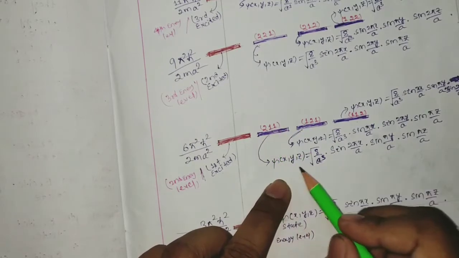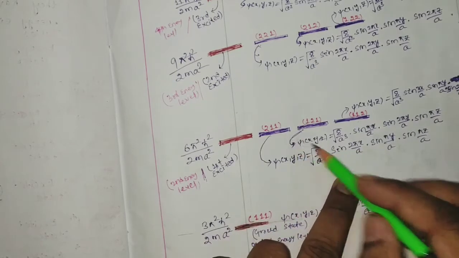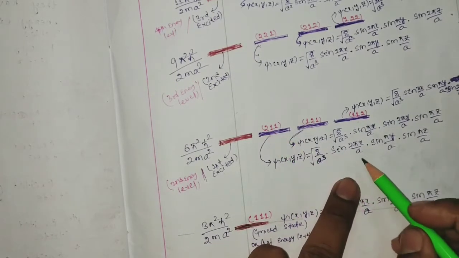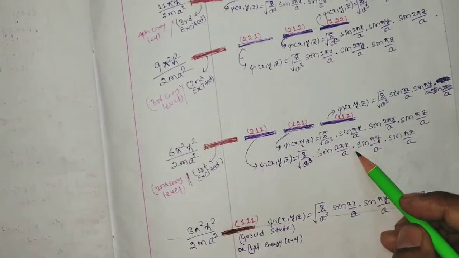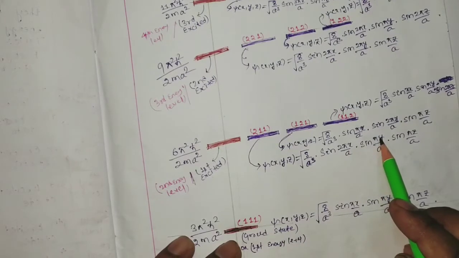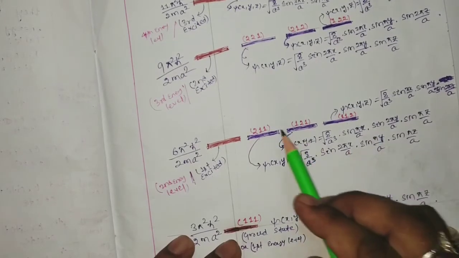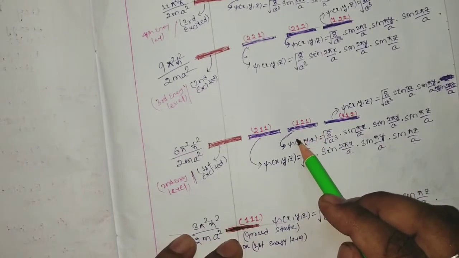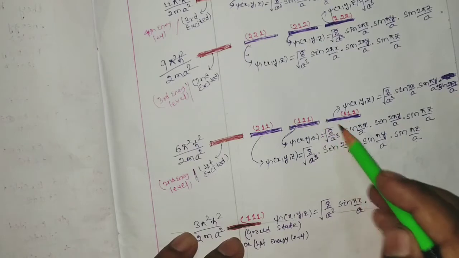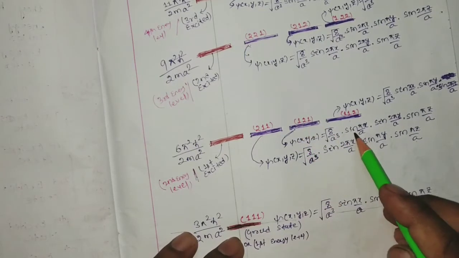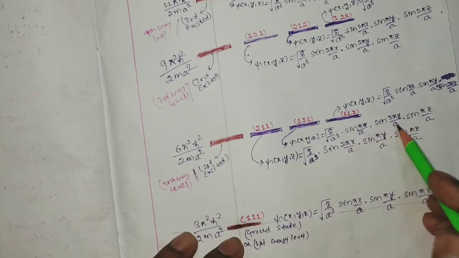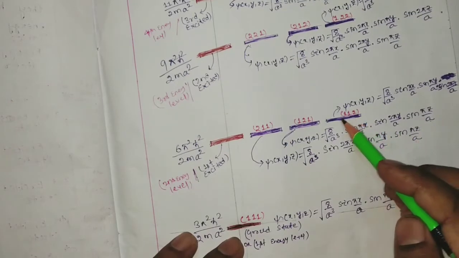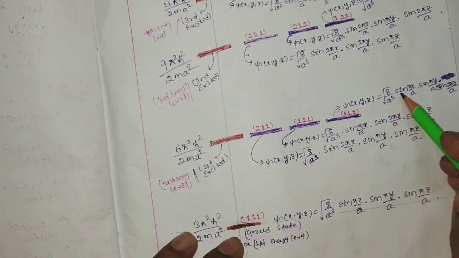But if we consider the eigenfunction for these values of nx, ny, nz, then the eigenfunction will be root over 8 by a cube, sine 2 pi x by a, since nx is 2, into sine pi y by a, as ny is 1, sine pi z by a, as nz is 1. For this state, 1, 2, 1, the eigenfunction will be root over 8 by a cube, sine pi x by a, sine 2 pi y by a, sine pi z by a. And for this one, 1, 1, 2, the wave function will be root over 8 by a cube, sine pi x by a, sine pi y by a, into sine 2 pi z by a. Okay.